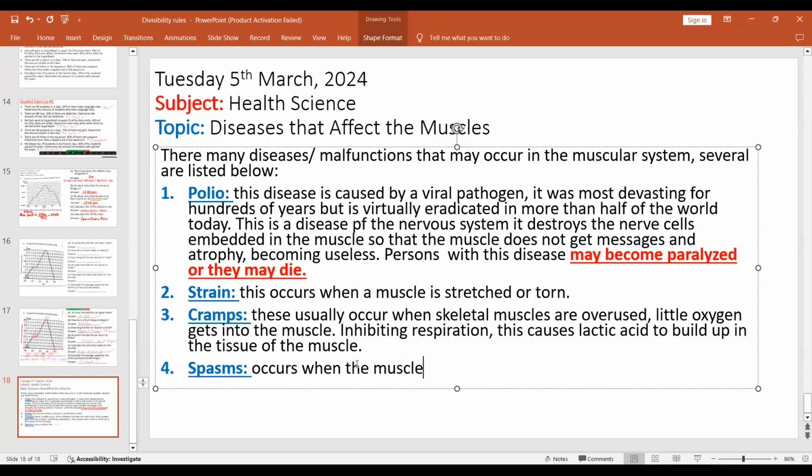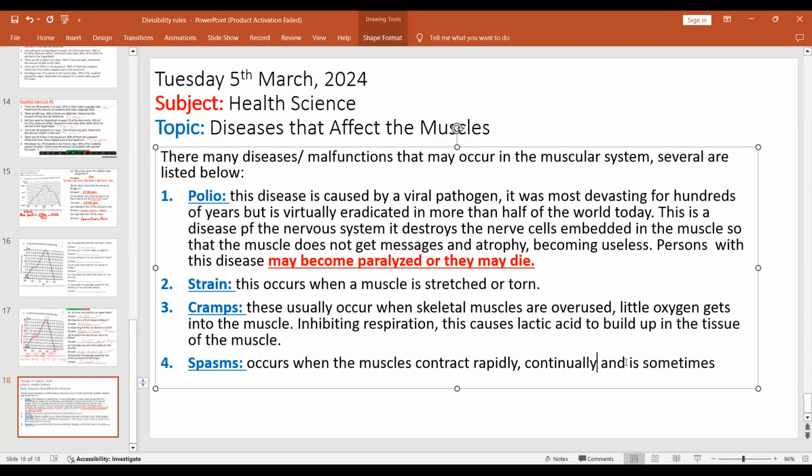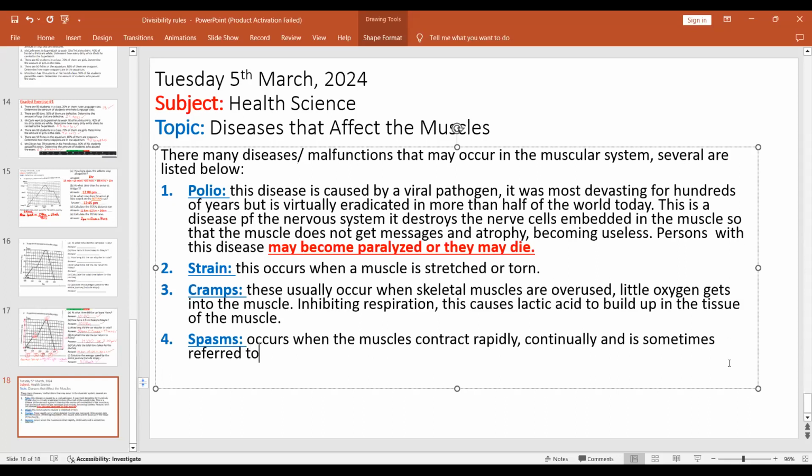contracts rapidly and continually, and is sometimes referred to as a tic.